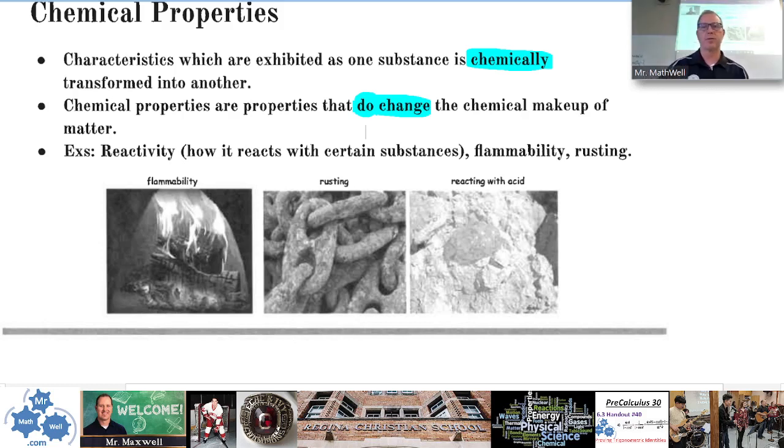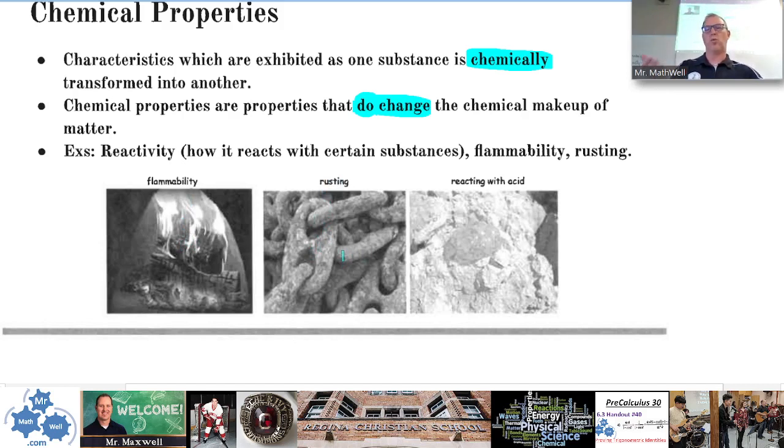So what are some examples of chemical properties changing, or chemical changes? Something like reactivity, how it reacts with certain substances. Flammability and rusting. There's no blanks for you to fill in here, but here are some pictures. Flammability would be how well something burns. Combustibility would be more like catching on fire, while flammability would be more like staying on fire, being able to burn. Rusting is the forming of rust when you have a metal, like this example, a chain.